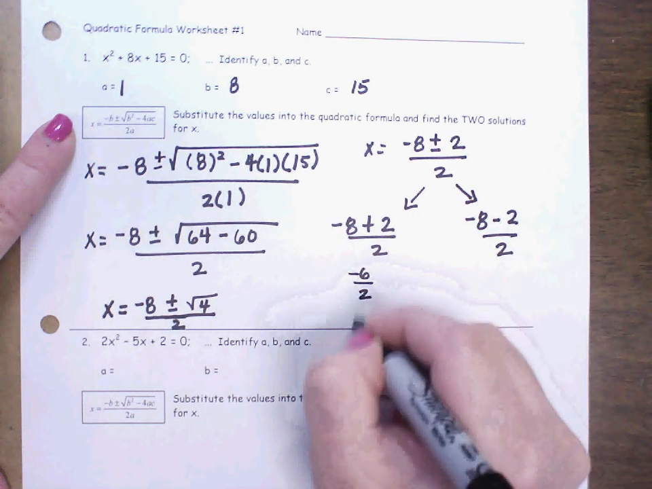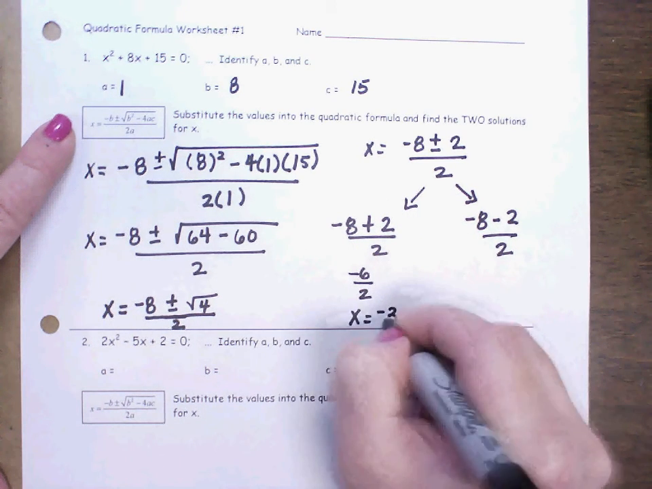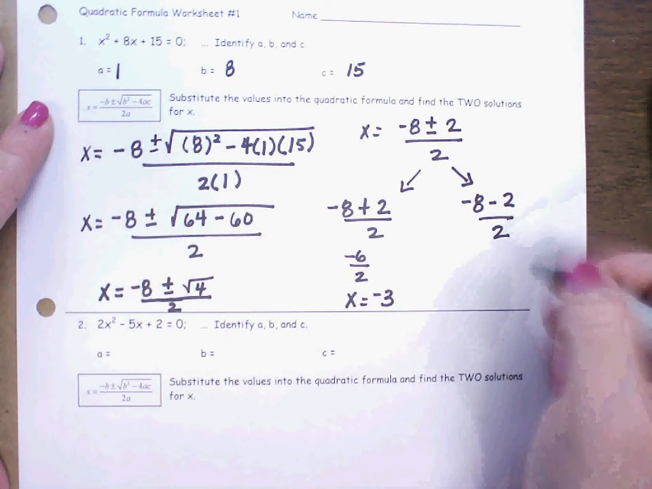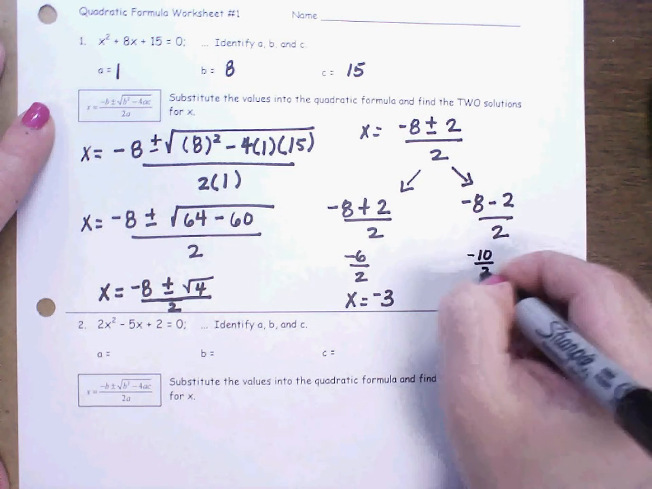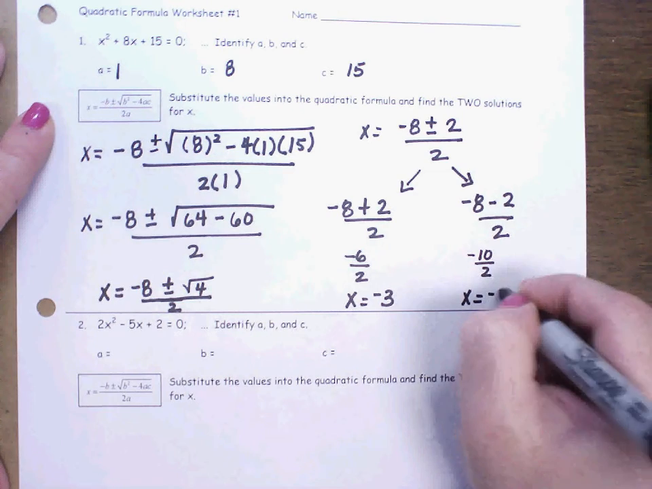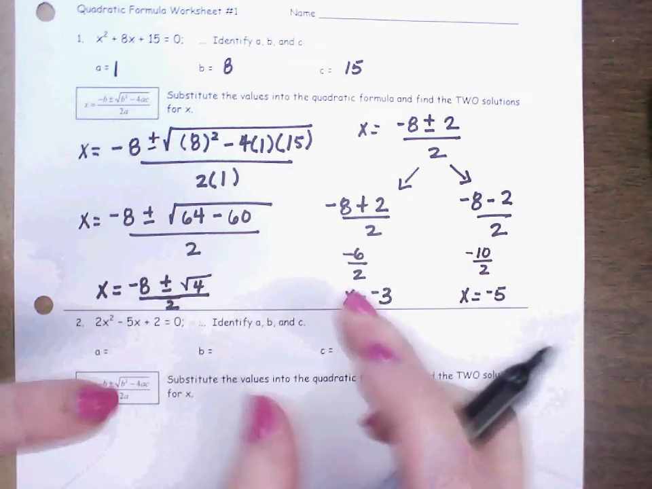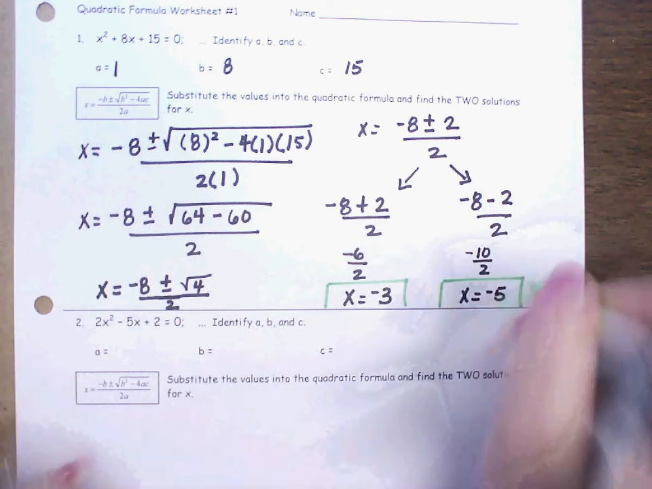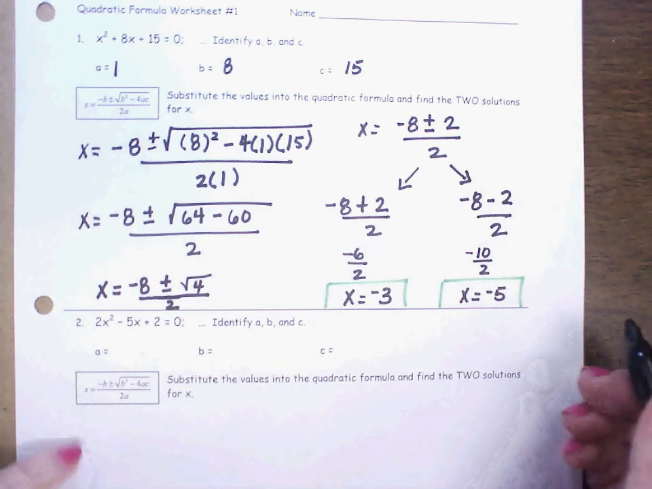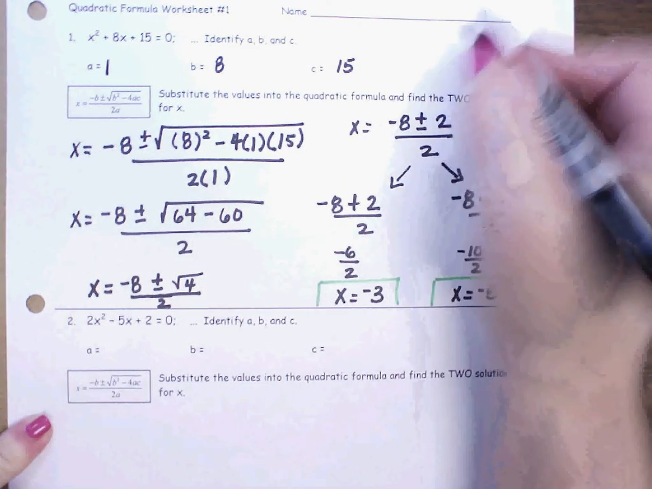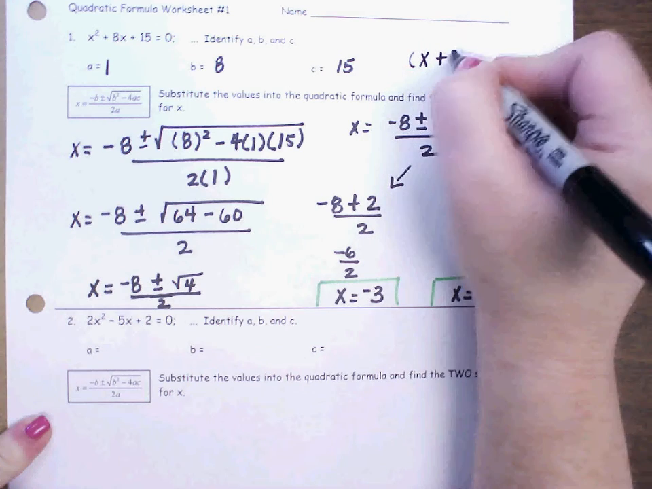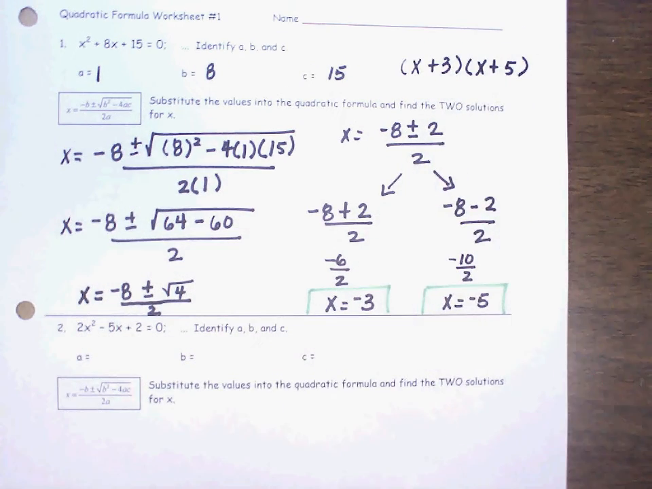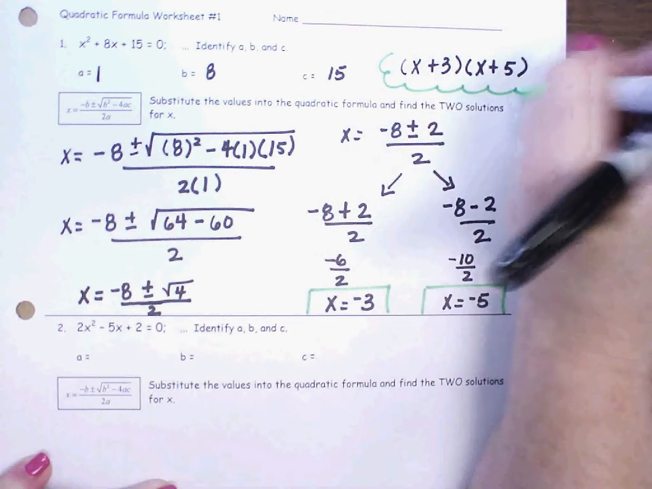All right, what is negative 8 plus 2? Negative 6 divided by 2. X equals negative 3. Very good. What is negative 8 minus 2? Negative 10 divided by 2. All right. These are my zeros. Now I'm going to ask you for the factors. And x plus 5. Very good. So my factors for this would have been x plus 3 and x plus 5. Right?